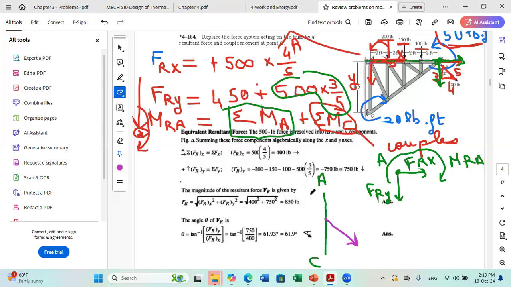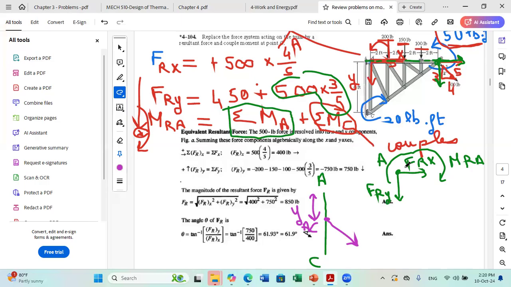I want to determine what is the distance from A. We can call it, if you want, Y. What is the distance Y to move on AC in order to reduce the system to one single force? Now, how to answer this question? It's really simple. You say the two systems are equivalent. What do we mean by equivalent? They produce the same moment about any point in space.